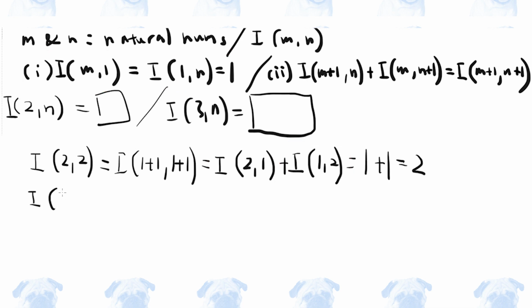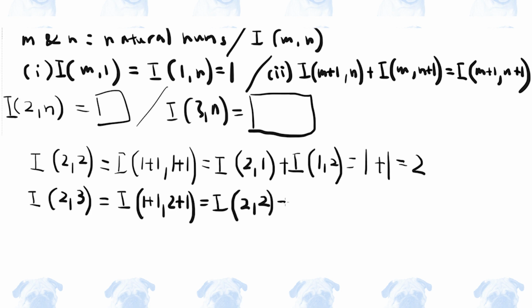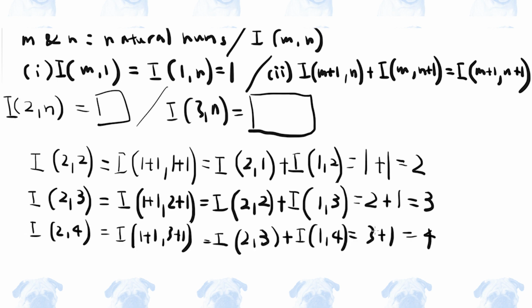Next, let's consider 2, 3. This is 1 plus 1, 2 plus 1. We know that I of 2, 2 is 2, and I of 1, 3 is 1. So 2, 3 is 3. Let's do one more example. As you can see, the output is always the same as the value of n. Therefore, I of 2, n is n.